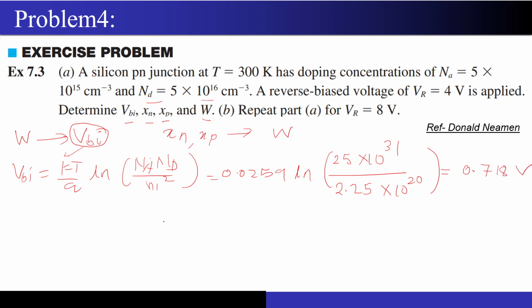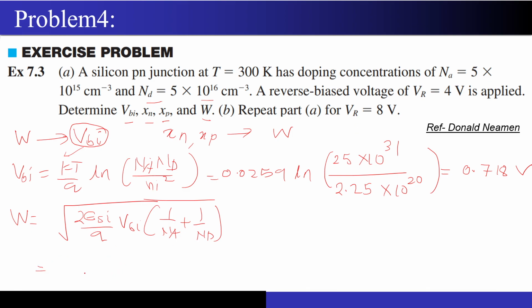So this was the first question that they had asked. Now I know VBI, so I can calculate the value of W very easily, right? So what was the formula for W? W is the root of 2 epsilon_Si by q times VBI into (1 upon Na plus 1 upon Nd). Correct? So let me try to substitute everything.